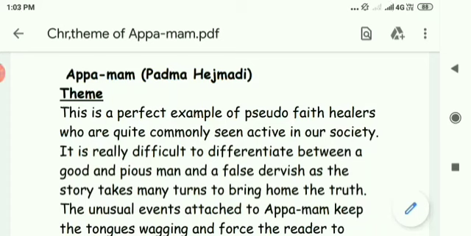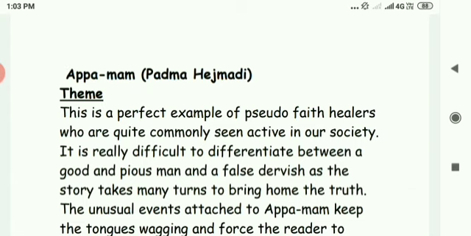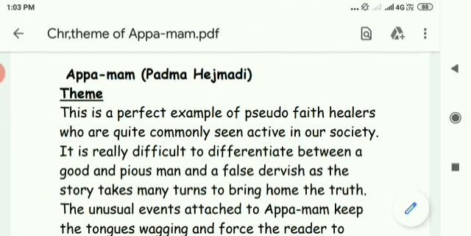In the previous lecture, we discussed the whole summary of Appa-Mam written by Padma Hajmadi. The lesson is obviously meant for 11th class students. Today, let us try to discuss the theme of the lesson. We will also try to understand the protagonist's character, and we will try to see another aspect, that is the title of the lesson.